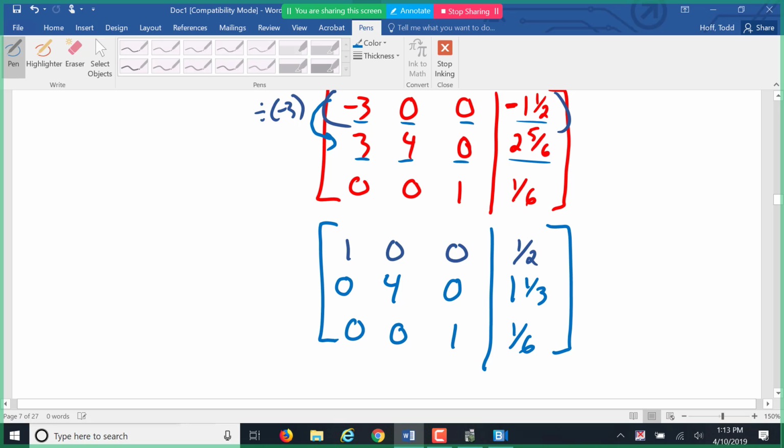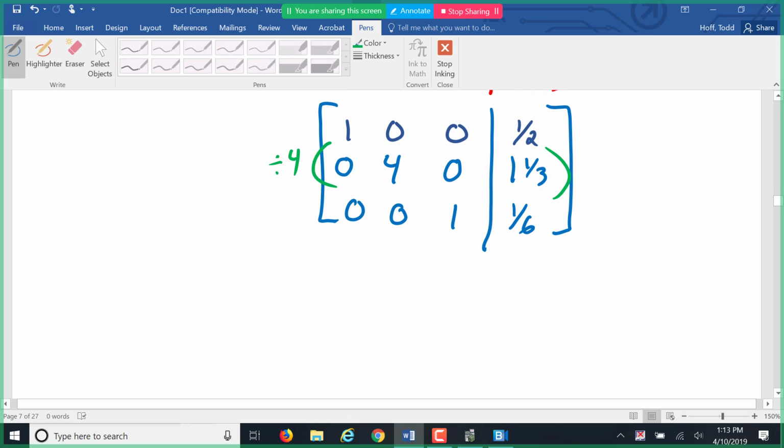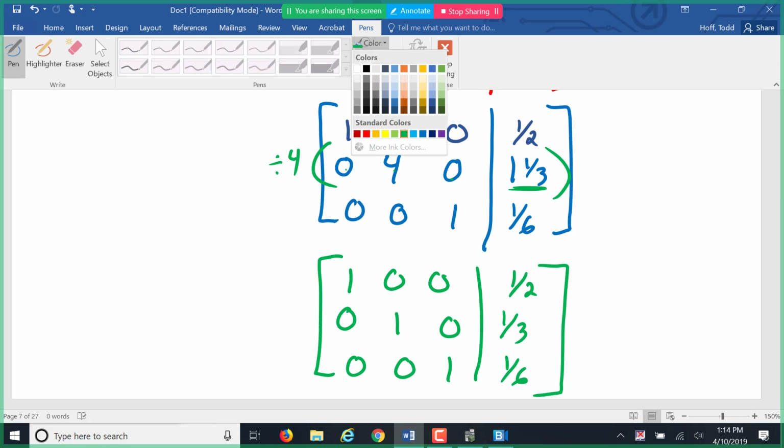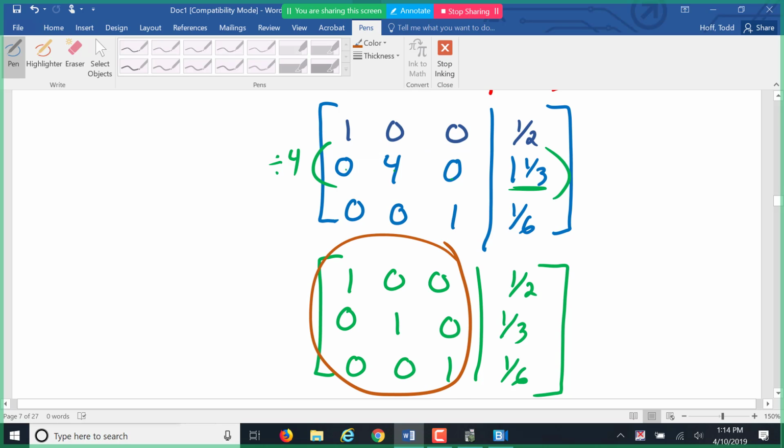We're almost there. The only thing that's left, I've got zeros in all the right places. I have 1s here and here. I need to make that a 1. To make that a 1, I need to divide that row by 4. So my top row doesn't change. My middle row, second row, 0 divided by 4 is 0. 4 divided by 4 is 1. 0 divided by 4 is 0. 1 1/3 divided by 4 is 1/3. And my bottom row does not change. 0 0 1 and 1/6. Now we've created that diagonal unit matrix that we wanted here.